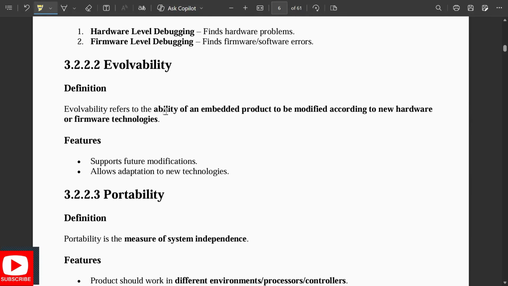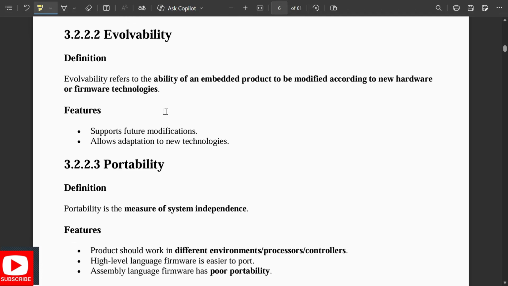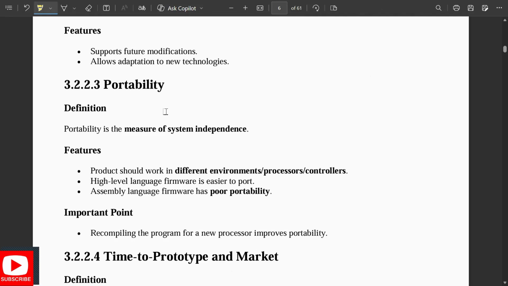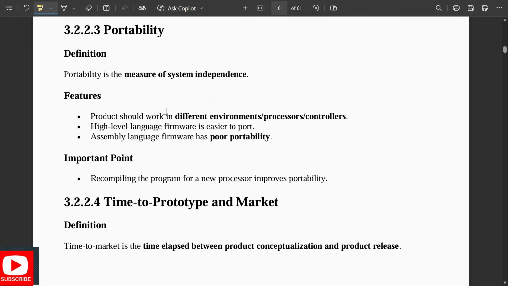Evolvability is the ability of an embedded system to be modified according to new hardware or new software technology. How can it be modified? Is it flexible enough? Next is portability. It is the measure of a system's independence, like products should work in different environments or on different controllers. High level language software is easier to port. Assembly language software has poor portability.